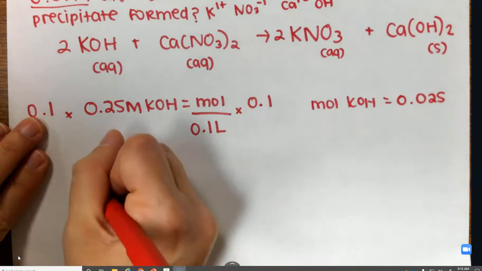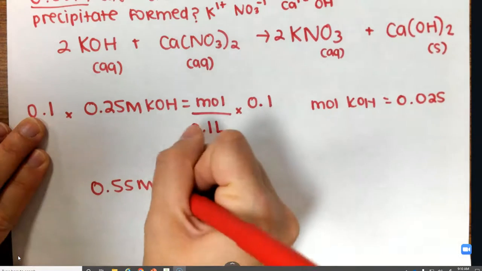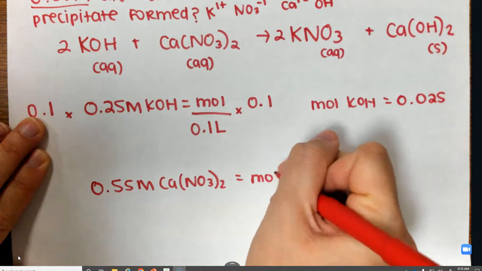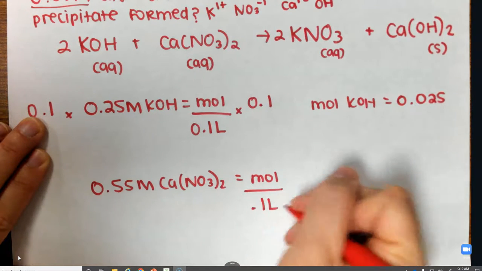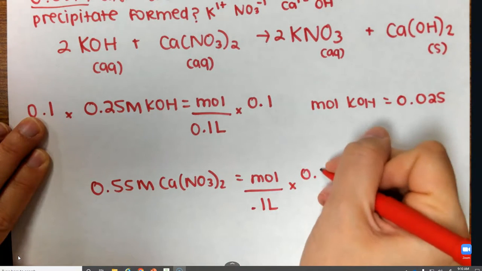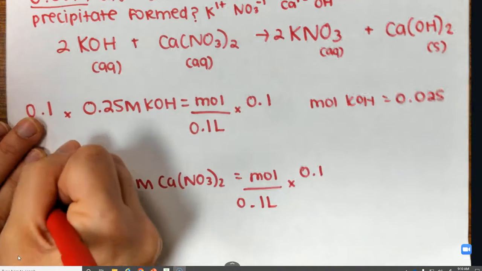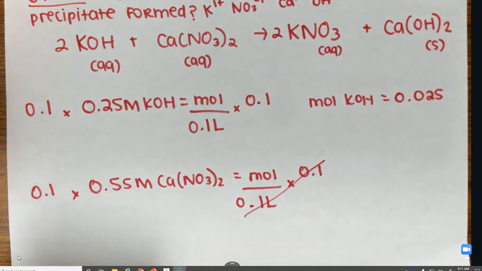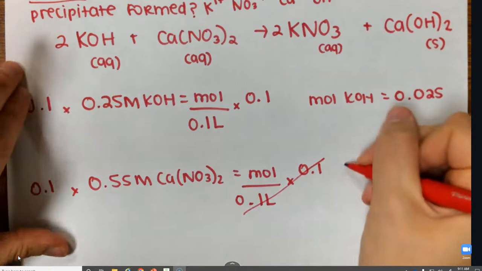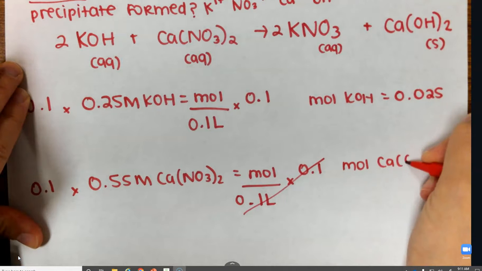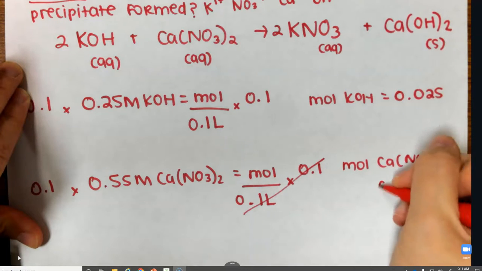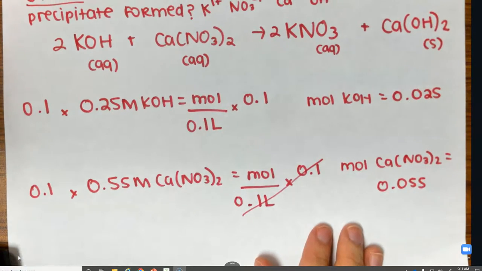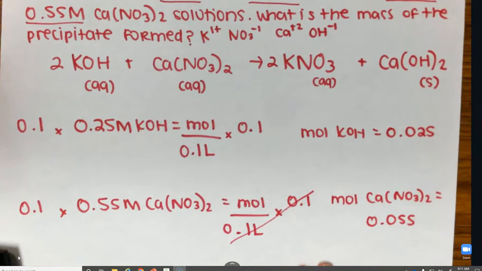Now let's solve for moles of calcium nitrate. The calcium nitrate was 0.55 molar. Ca(NO3)2 equals moles, and it had 100 milliliters, so 0.1 liter. So once again, multiply both sides by 0.1, and get that moles of calcium nitrate is 0.055.